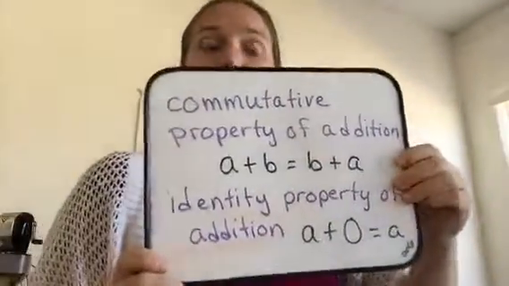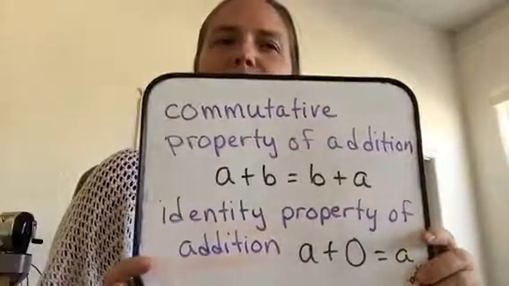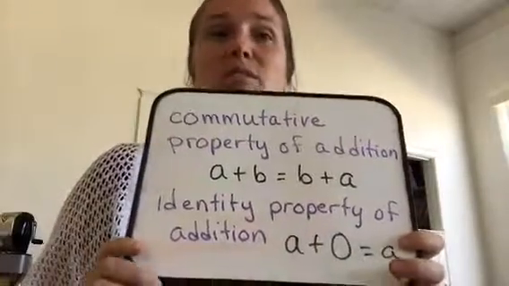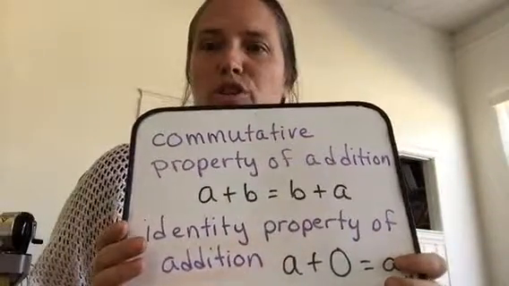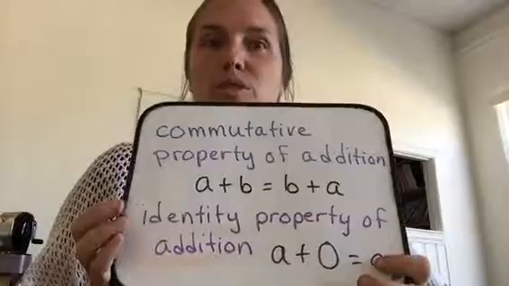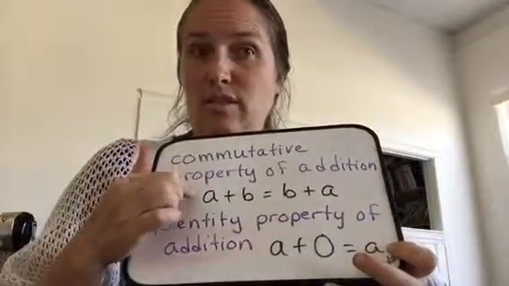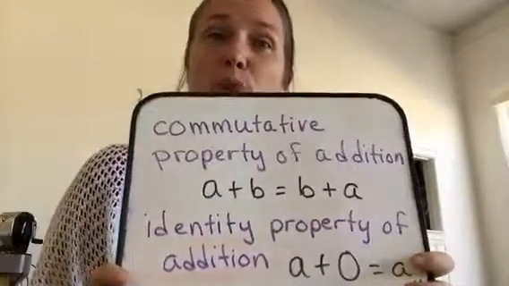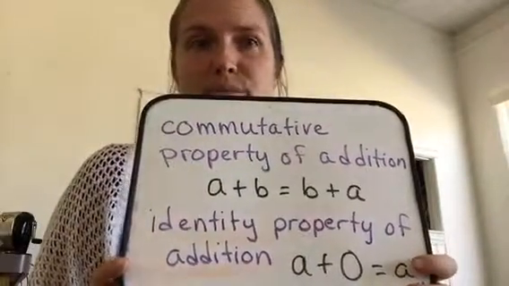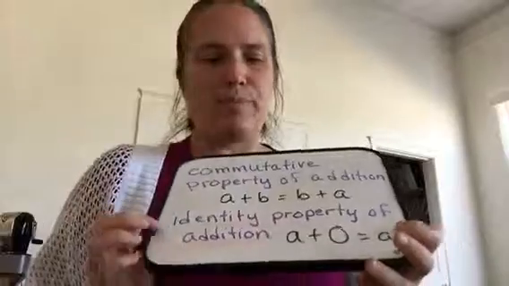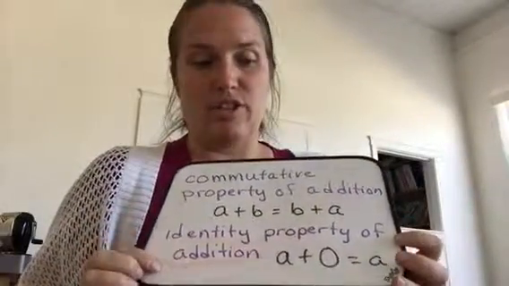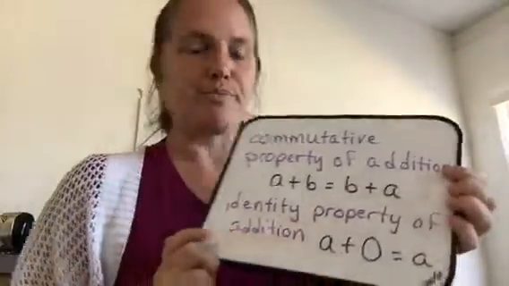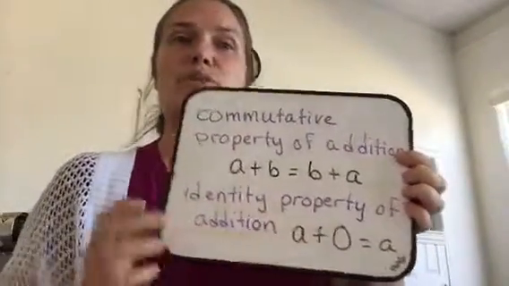Some more vocabulary words for this lesson. Commutative property of addition. The commutative property of addition says that it doesn't matter what order you add numbers in, that you will still come up with the same answer. So that means A plus B equals B plus A. Or using normal numbers, 1 plus 2 equals 2 plus 1. It doesn't matter what order you add them in. The identity property of addition says that when you add 0 to any number, you end up with the same number. A plus 0 equals A.